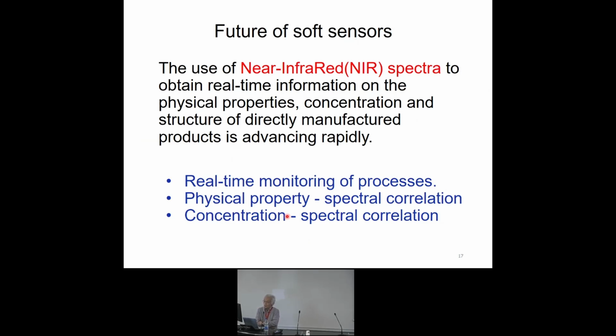So the future of sensors is summarized in this slide. I want to emphasize the use of the near-infrared spectrum. The use of the near-infrared spectrum to obtain real-time information on the physical properties, concentration, and structure of directly manufactured product is advancing rapidly. Concretely, real-time monitoring of process, physical property and spectral correlation, and concentration of the product and spectral correlation. This kind of relationship can be obtained easily now.